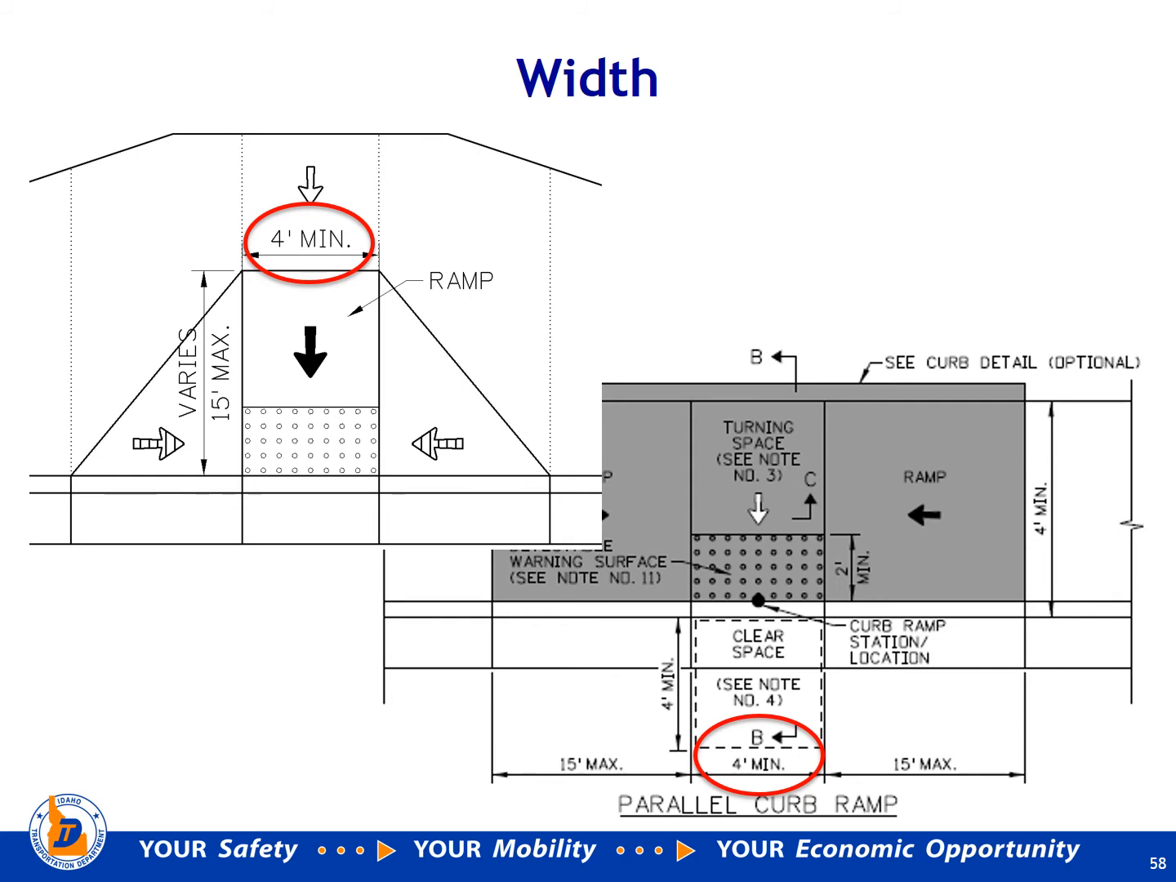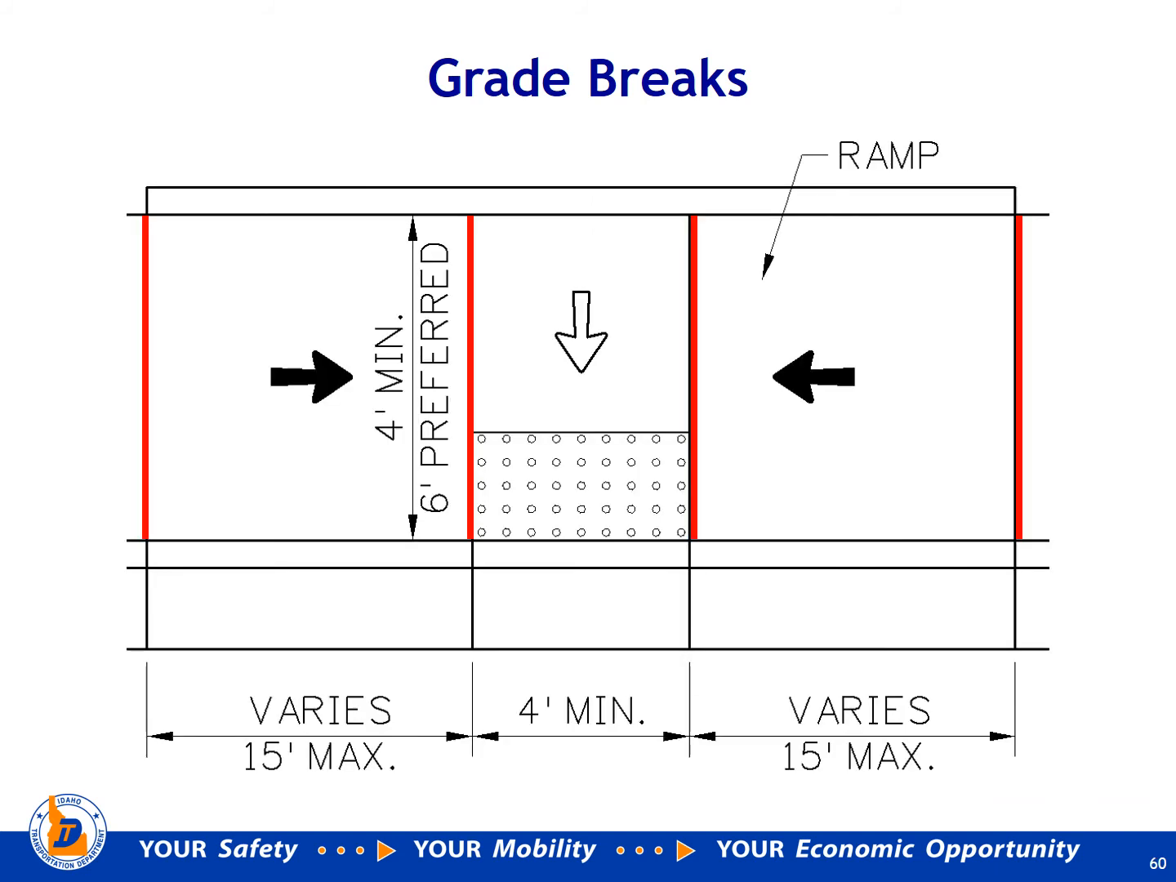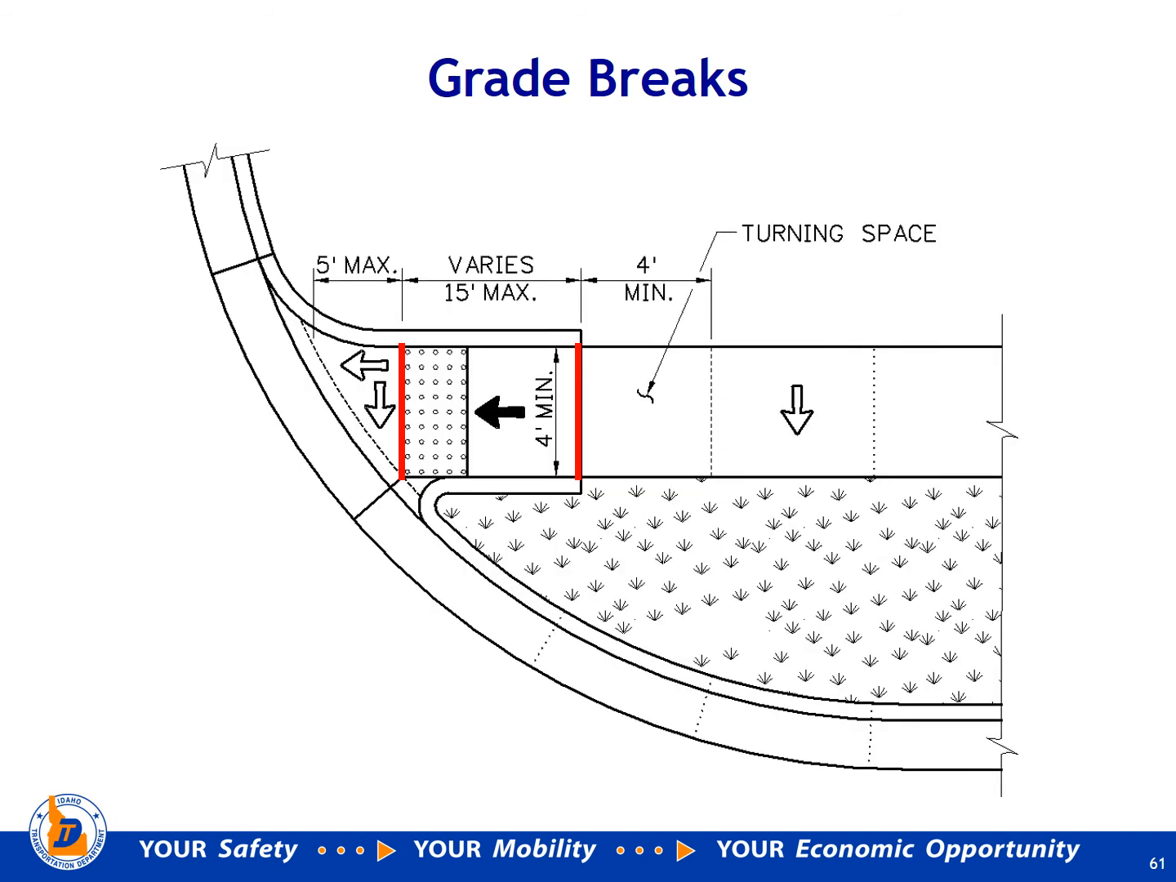Curb ramps require a minimum of 4-foot width on the ramps. A 5-foot width is preferred. Same for both types, perpendicular and parallel. Grade breaks should be perpendicular to the wheelchair direction as shown on this perpendicular curb ramp. Grade breaks must be perpendicular to the wheelchair direction on parallel curb ramps as well. Grade breaks at both top and bottom of the ramps.